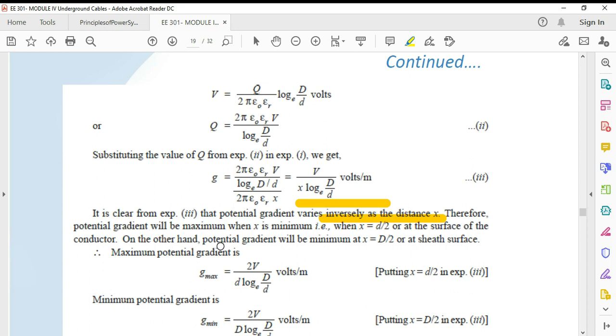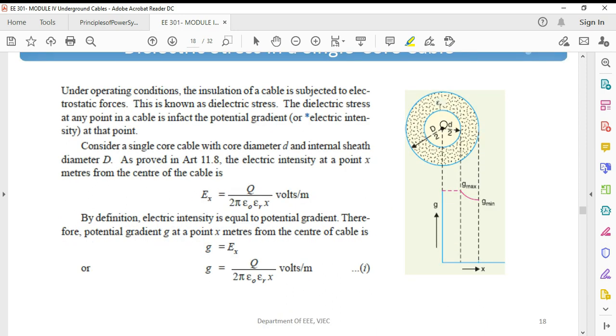So it is clear from the equation that potential gradient varies inversely as distance x. Therefore, potential gradient will be maximum when x is minimum. The x is the distance from the center. So x is minimum at d by 2, at the surface of the conductor. So potential gradient will be maximum at the surface of the conductor and minimum at the surface of the sheath.